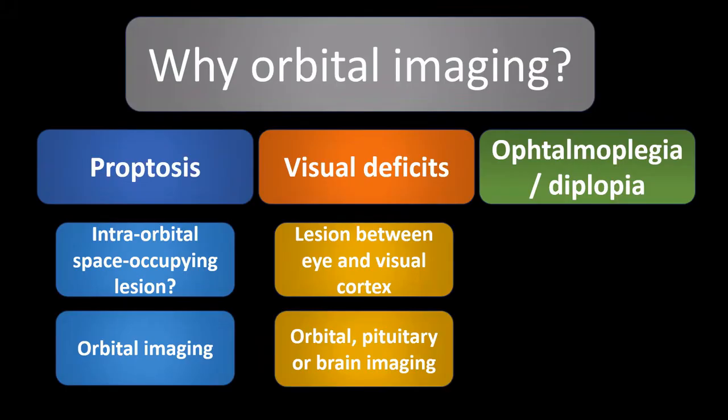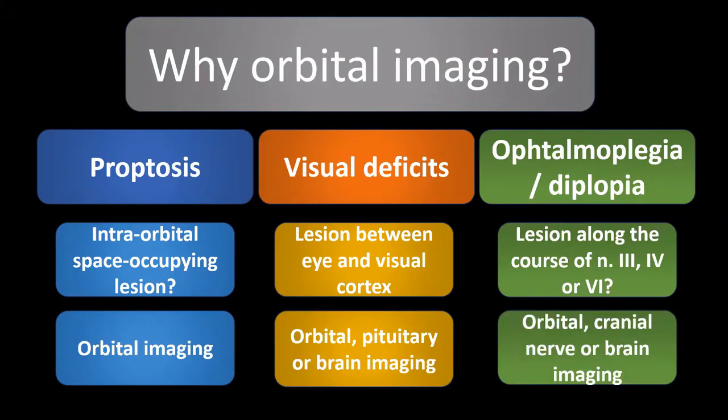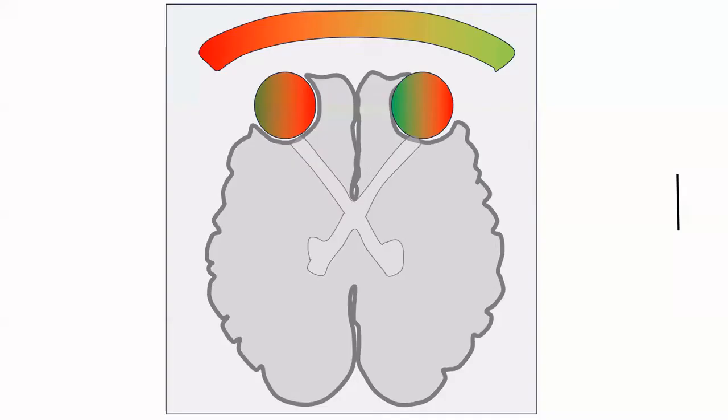And finally, in patients with ophthalmoplegia and or diplopia, we want a detailed evaluation of the course of the cranial nerves, the third, fourth, and sixth cranial nerve responsible for innervation of extraocular muscles. So these patients will need an MRI of the orbit with special sequences for detailed evaluation of the cranial nerves. And we also want to examine the brainstem in these patients. So more about that later.